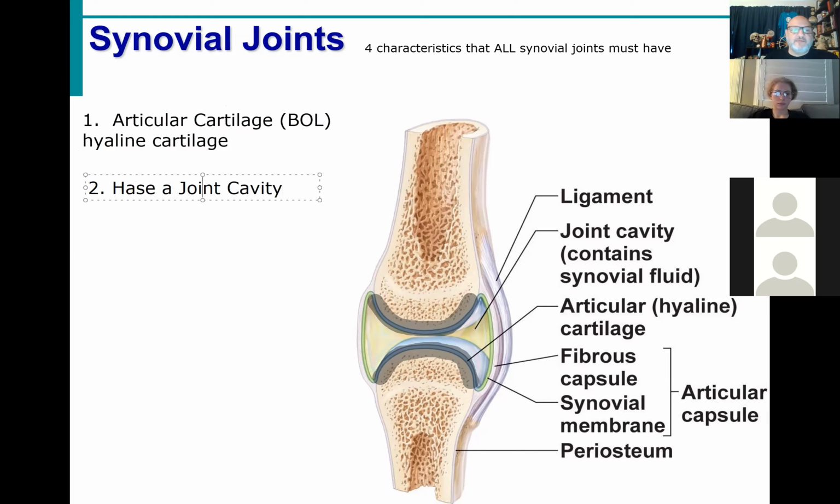Oops, that's not how you spell has. Has a joint cavity, right? So that is another important characteristic. And obviously, to make this joint cavity, it has to have a joint membrane.